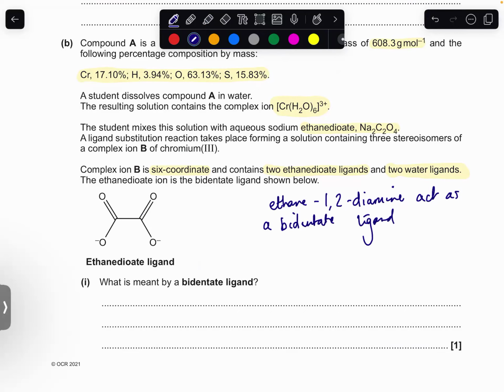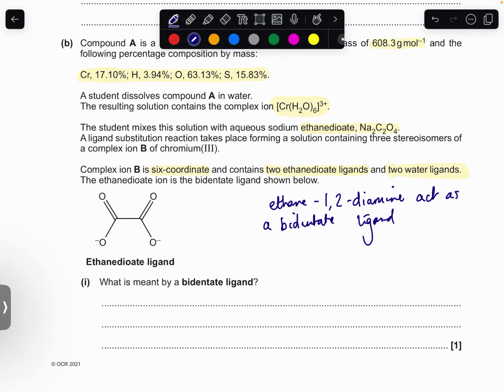This was asked the year after. This is a 21 paper. And the answer to that question and the answer to this question is the same. What is meant by a bidentate ligand? First of all, what is meant by the term ligand? It's a molecule or ion that donates a pair of electrons to form a coordinate bond.